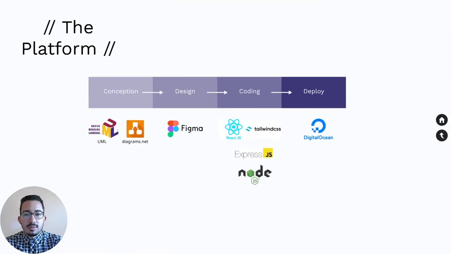For the platform, for the conception part, we used UML and diagram.net. For the design, we used Figma, and for the coding, we used React.js and Tailwind CSS for the front end, and for the backend, we used Express.js and Node.js. And we deployed the platform using DigitalOcean.